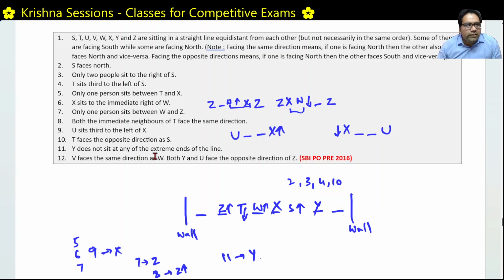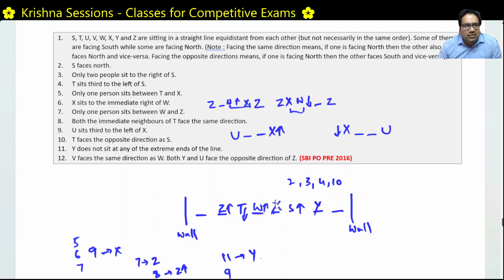Then V faces the same direction as W. Both Y and U face the opposite direction of Z. But there was still one condition about U sitting third to the left of X, as per condition number 9. Now that we have figured out X, earlier we discussed also third to the left. Third to the left means there is no slot here. There is no slot here. 1, 2, 3. This slot is not there. So that means 1, 2, 3, this has to be U. This has to be third to the left.